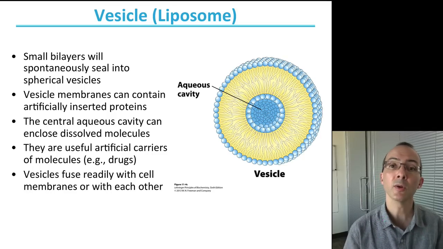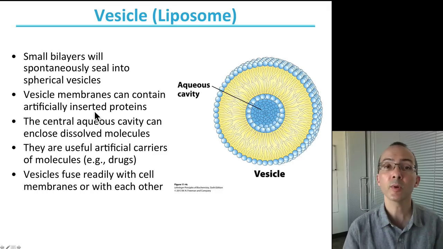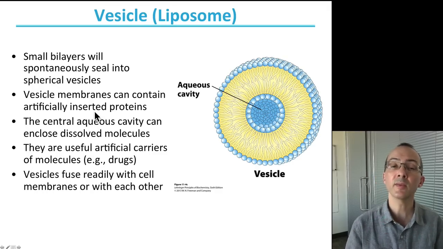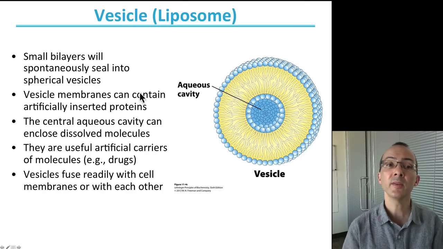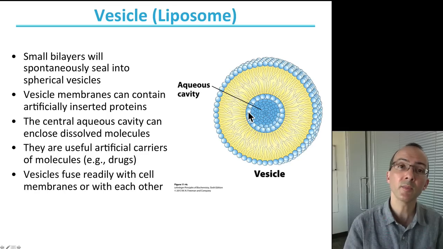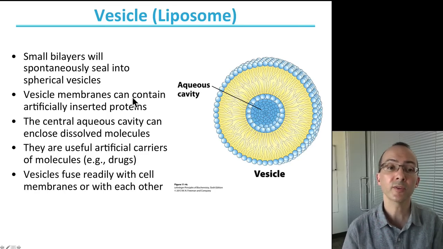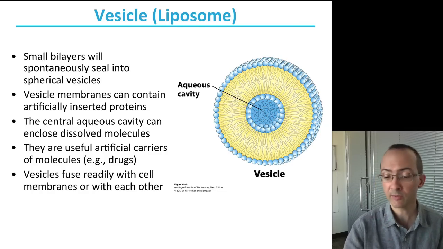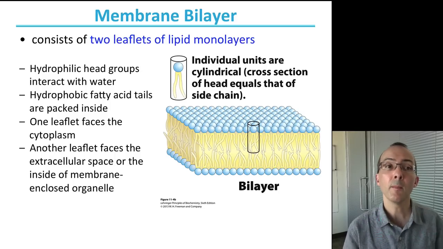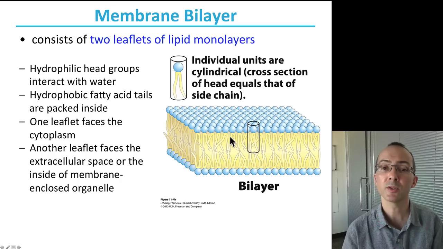A vesicle or a liposome, on the other hand, is a case where small bilayers spontaneously seal into these kinds of spherical vesicles. In this case, there's a central aqueous cavity that can encapsulate some artificially inserted protein or drug molecule. So this can be used as a drug carrier, for example, and different vesicles can readily fuse with each other. Now, a membrane bilayer consists of two leaflets of lipid monolayers, shown here.